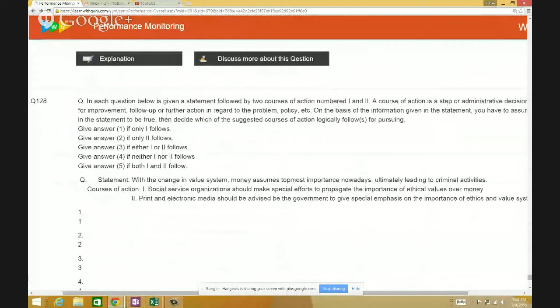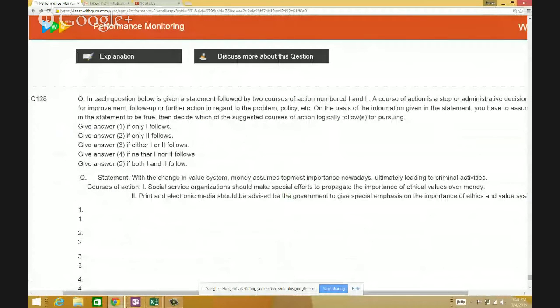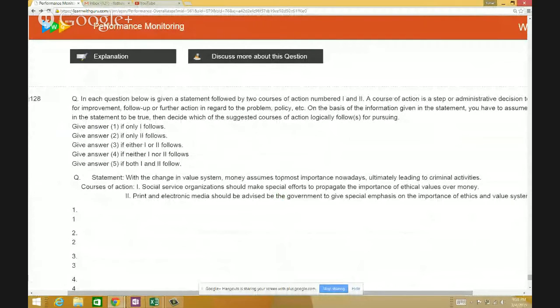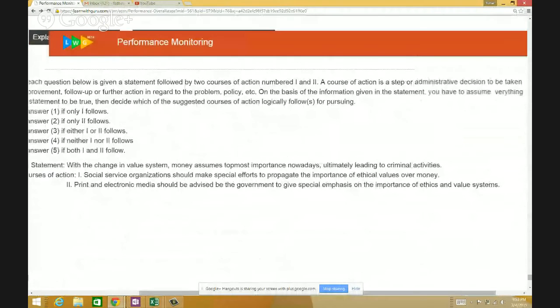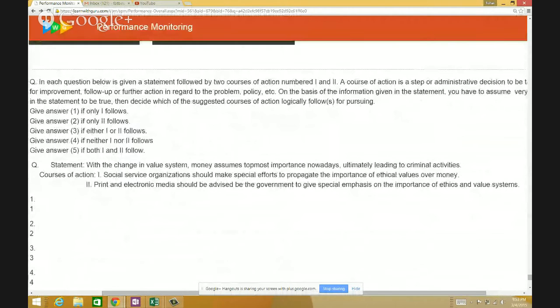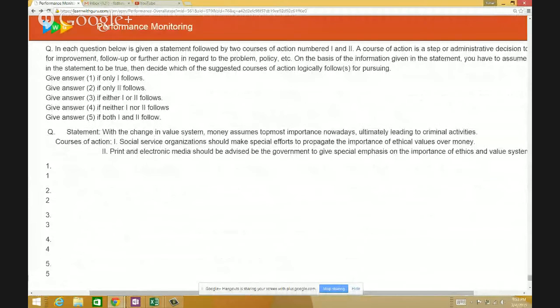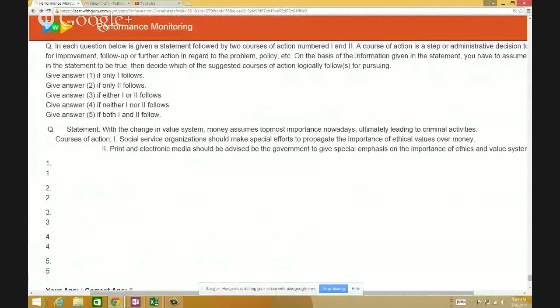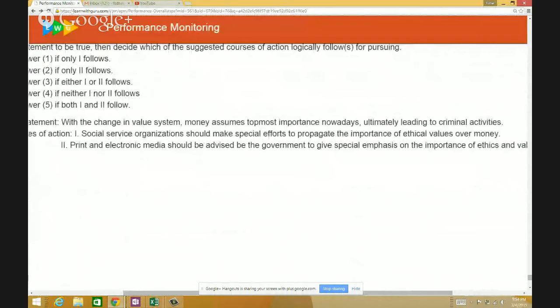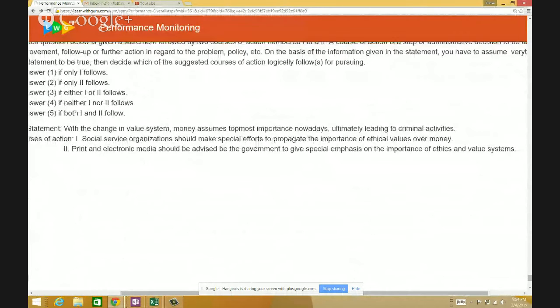With the change in value system, money assumes topmost importance nowadays, ultimately leading to criminal activities. Social service organizations should make special efforts to propagate the importance of ethical values over money. What do you think? There is a change in value system. The problem here is the change in value system, and that's the reason money is assuming the topmost importance. So what to do now? You tell me. I'll just zoom this if you can't see this. Social services should make special efforts to propagate the importance.